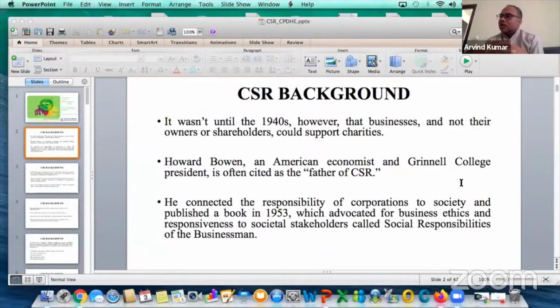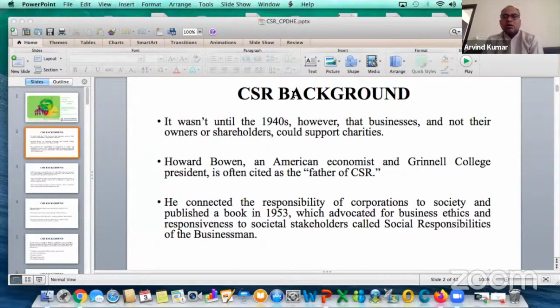It may be connected with religious activity, it may be connected with faith. So even on the roadside, you will find inns, you will also find some water supply, you will also find some tree plantation. So even in the Indian context, for a very long period of time, the roots of CSR were available. So let me very quickly give you the background of CSR.